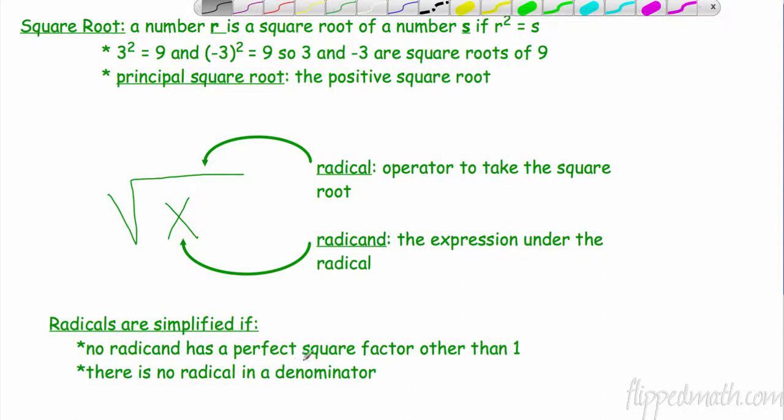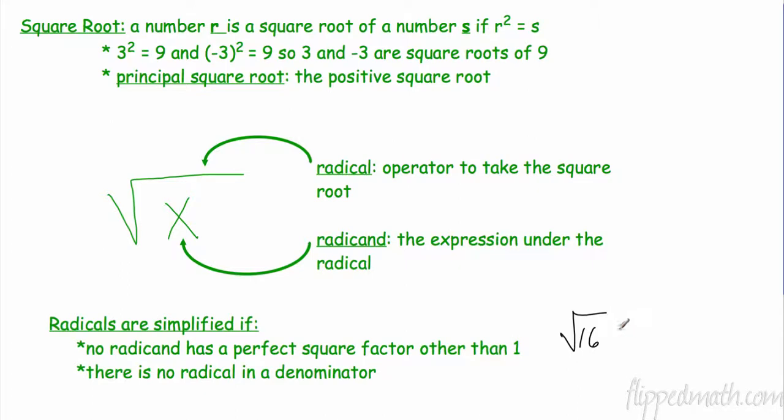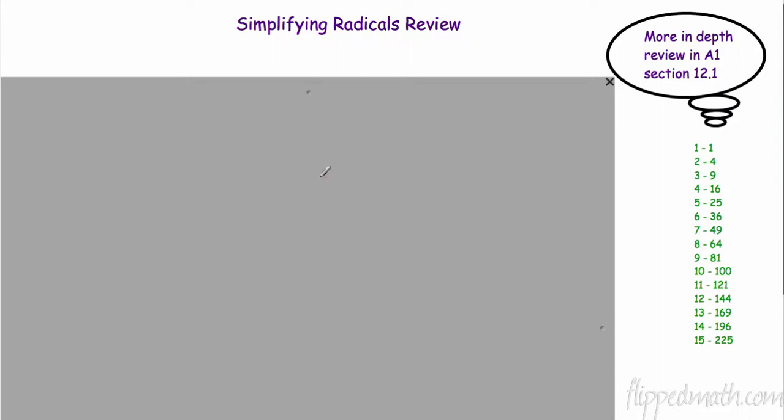And very important, radicals are simplified if two rules. No radicand has a perfect square factor other than 1. So for example, if I have 16, I need to write 4 because that's a perfect square. 1 is really the only one that we could leave under a radical, because if you were dealing with variables, that's a 1, and you can always have a 1 under things. The square root of 1 is 1. And there is no radical in the denominator, so you can't have a radical down here in your denominator. All right?